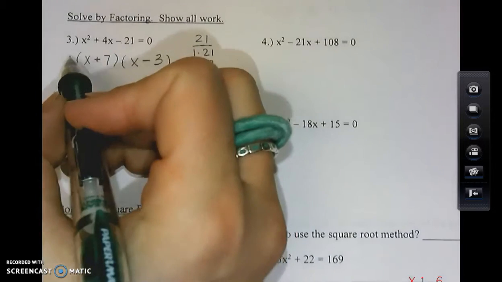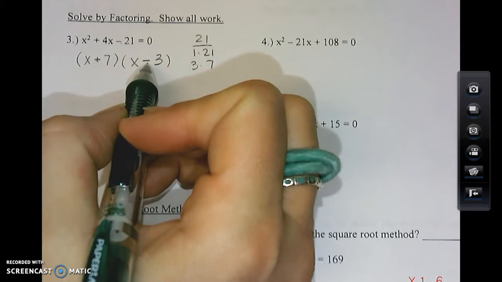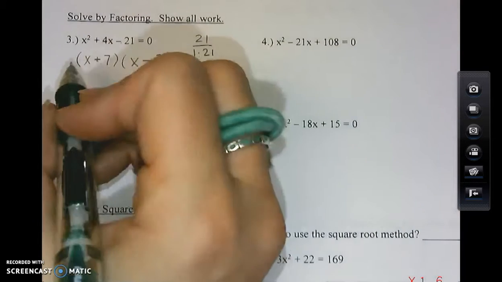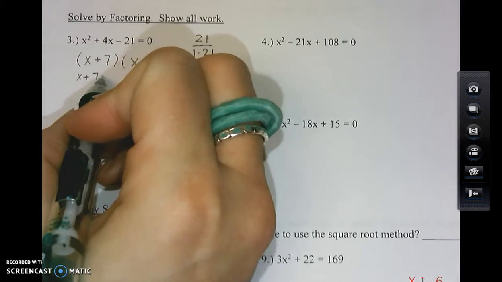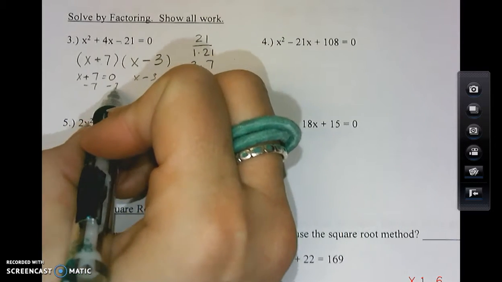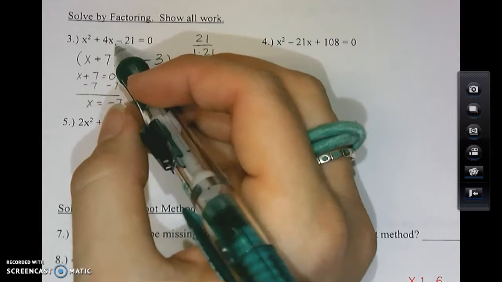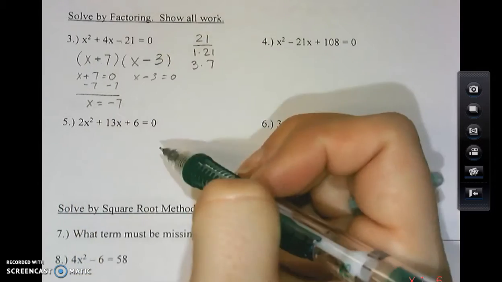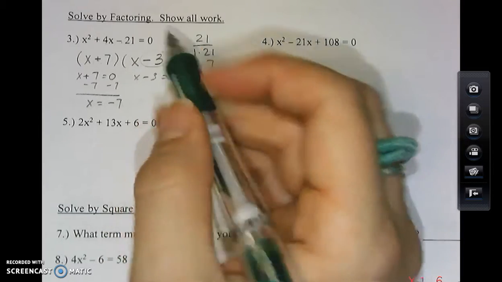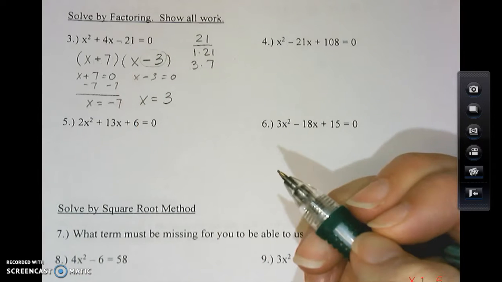Now we actually have to solve this. Remember, for this times this to equal 0, this has to equal 0, or this has to equal 0, or they both have to equal 0. So we're going to take care of that by saying x plus 7 equals 0, and x minus 3 equals 0. If I solve this, subtract 7 from both sides, I get x equals negative 7. Notice all that happened here is we just flipped the sign. This was a plus 7, and our answer ends up being negative 7. Here, this is a minus 3, so our answer turns out to be positive 3. So that would be the solution to the problem there.